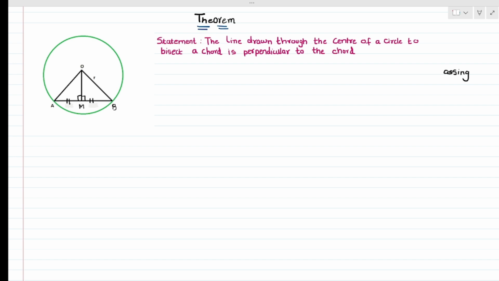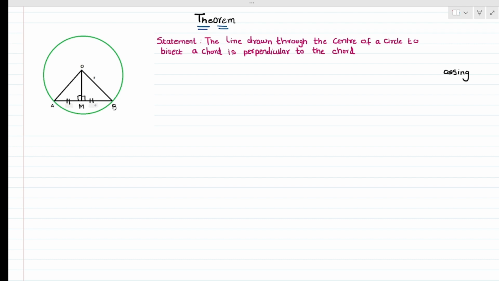Today's theorem is the converse of the theorem we studied earlier. The statement says: the line drawn through the center of the circle bisects the chord. That means our line OM is drawn from the center of the circle, and it bisects our chord AB. So AM will be equal to MB. As you can see, we are clearly given that AM is equal to MB.